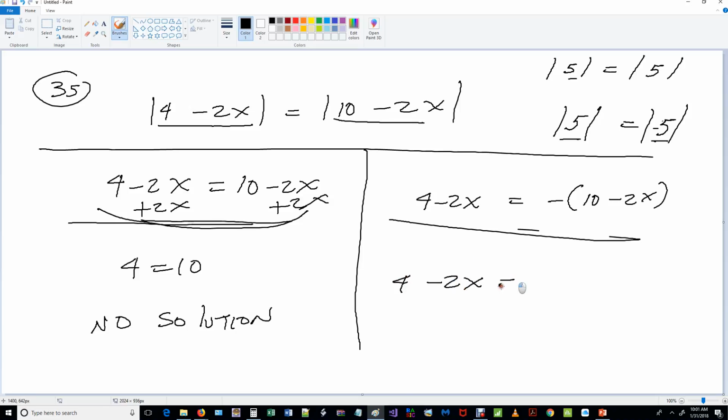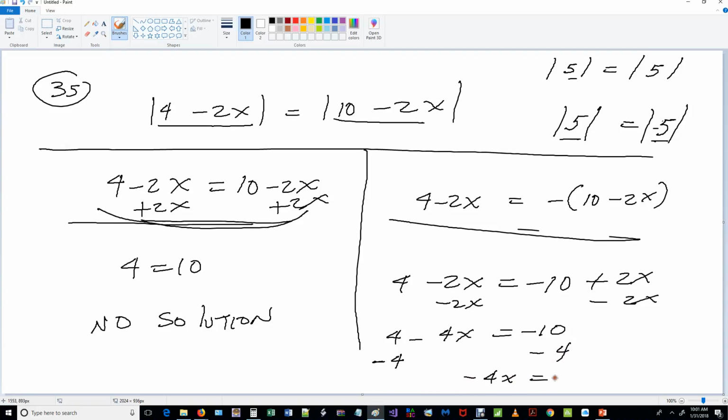4 minus 2x equals the minus, make the 10 negative, and make 2x positive. So you subtract 2x, so you get 4 minus 4x equals minus 10. The 2x minus 2x cancel on the right. Now let's get rid of this 4 by subtracting 4. So you get minus 4x equals minus 14. Now we divide by negative 4. So you get x equals minus 14 over minus 4. If you simplify, you get 7 over 2. And this is the only solution.